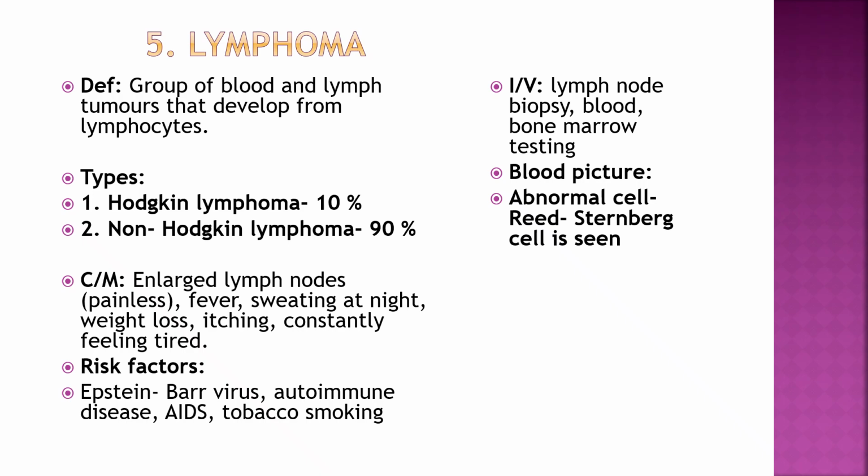Lymphoma is a group of blood and lymph tumors that develop from lymphocytes. There are two types: Hodgkin lymphoma, almost 10% of cases, and non-Hodgkin's lymphoma, which can be seen in 90% of cases.